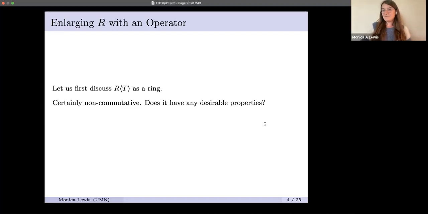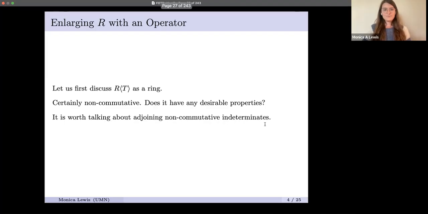But does this ring have any desirable properties? Can we say anything about the left ideals, the two-sided ideals, perhaps? So to answer that question, it is worth carefully talking about what exactly we mean when we are saying we are adjoining a non-commutative indeterminate. We could think of RFT as being a subring of the ring of endomorphisms over R, but it might be worth looking at it as some kind of abstract presentation, like taking R, adjoining a meaningless symbol, and then imposing some relations.